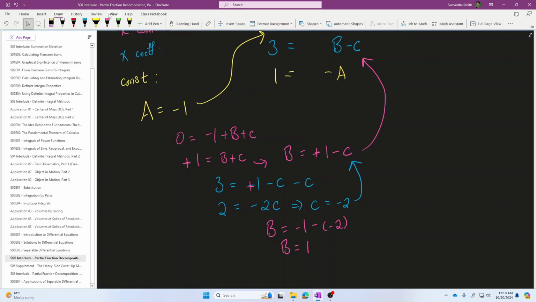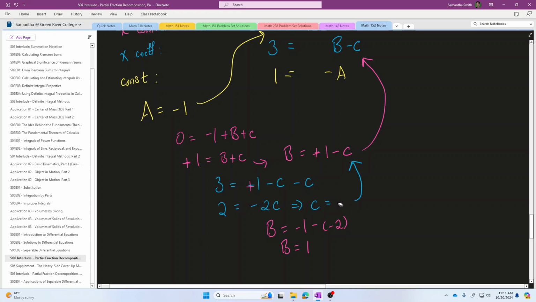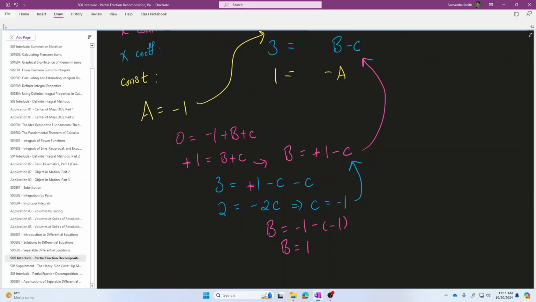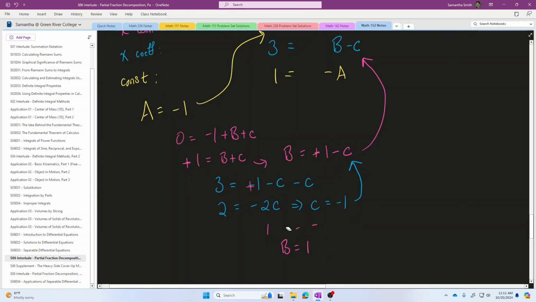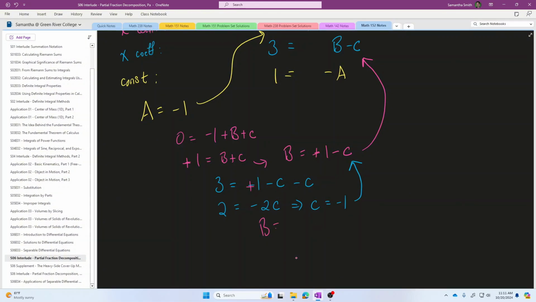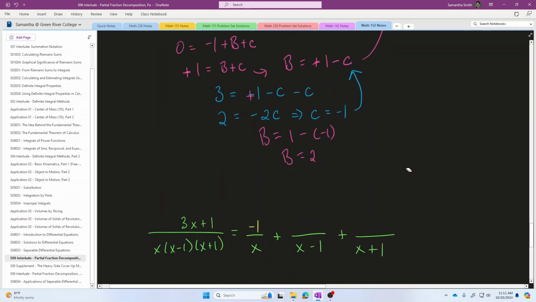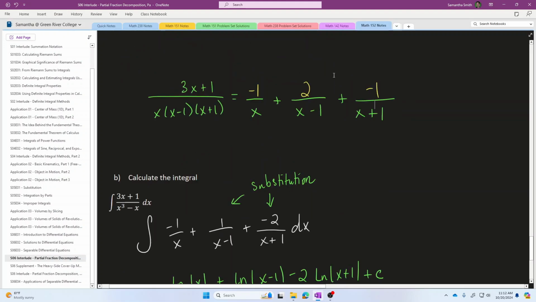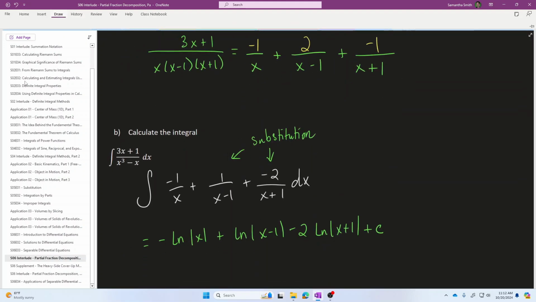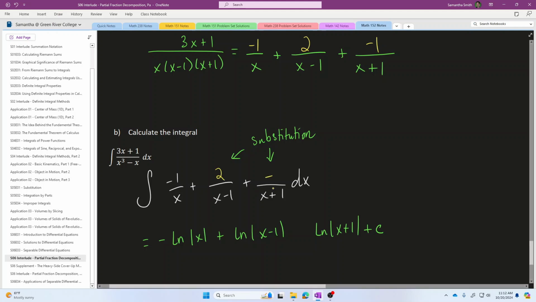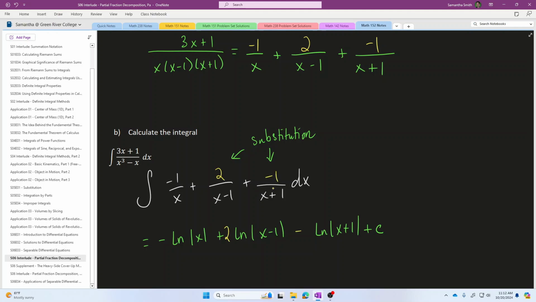That turns this c value into a minus 1. And so that turns this b value into b equals 1 minus negative 1. So the value of b should truly be 2. This would be 2, and this would be minus 1. Quick correction there, which would of course manifest into the value of the integral that we calculate later on. Here's 2, here's minus 1, here's 2, and here is minus 1.